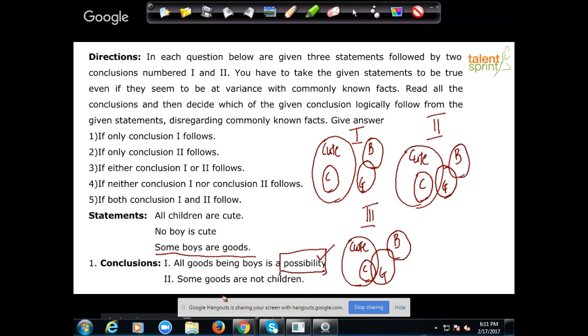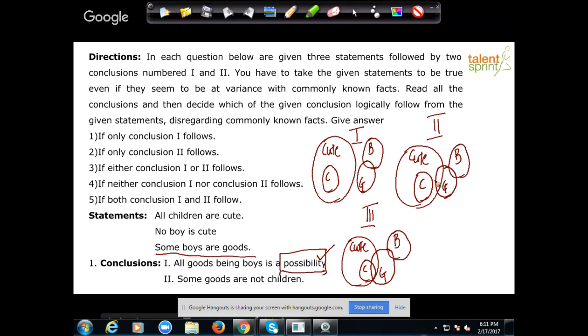Now, some goods are not children. If you look at the situation, possibility 1, the situation 1 and 2 that we have chalked out, we can clearly see that goods and children do not share anything common in this diagram.